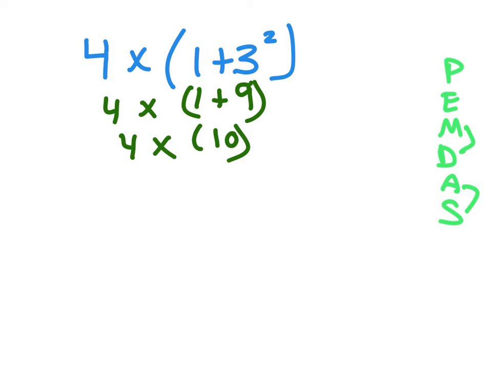So I did my parenthesis, I did my exponent. Next comes multiplication and division, whichever comes first, left to right. So I do have multiplication, so I say 4 times 10 equals 40, and that is actually my answer.